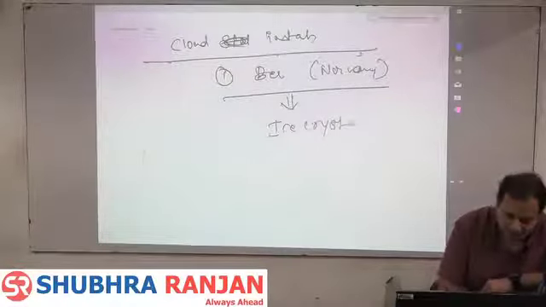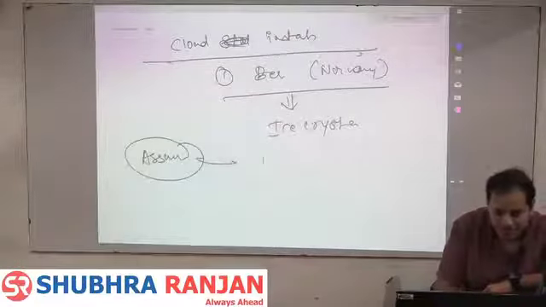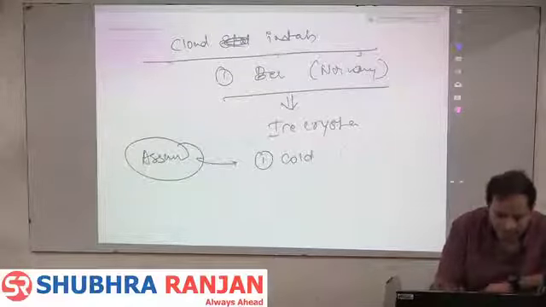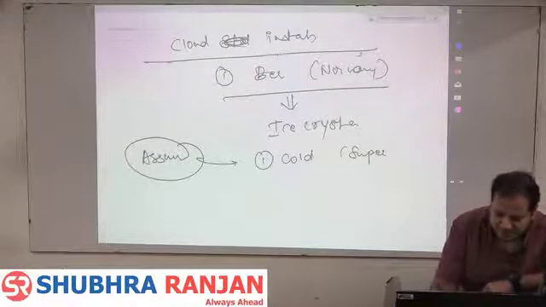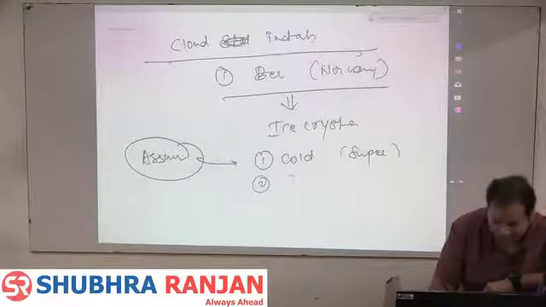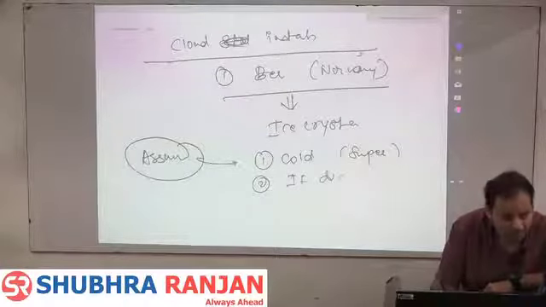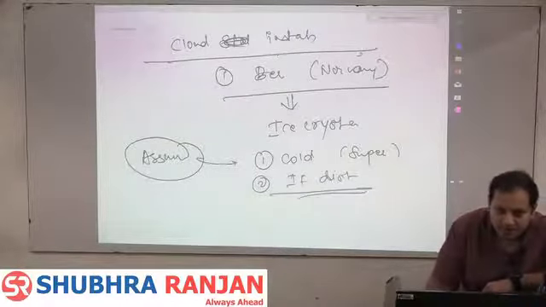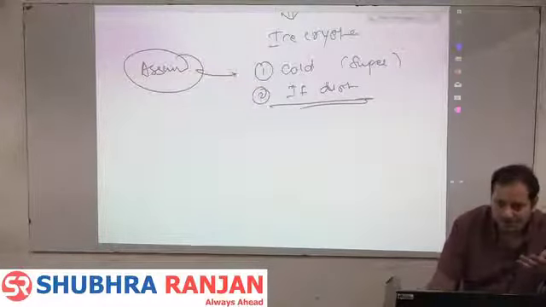It is based on one assumption that water does not freeze even at very cold temperatures. Super cold liquid. It is based on the second assumption that if it is disturbed, then it will start freezing. Who will disturb it? Any kind of ice nuclei.